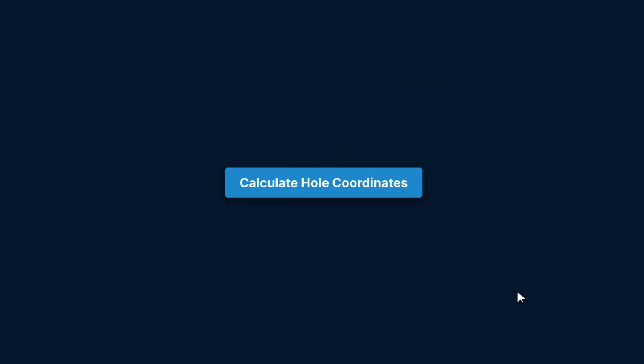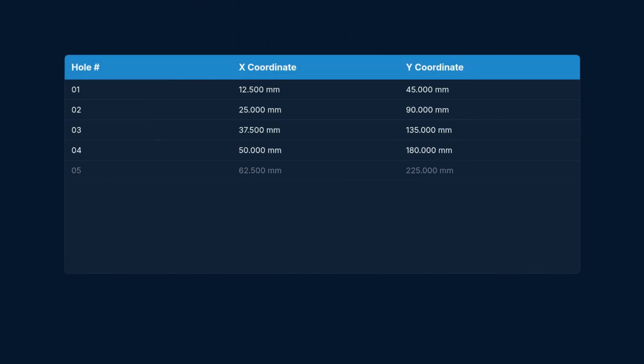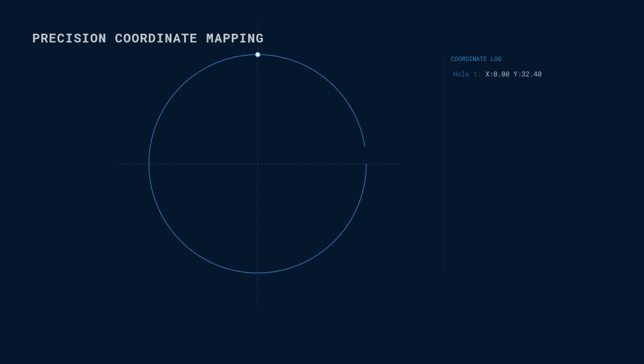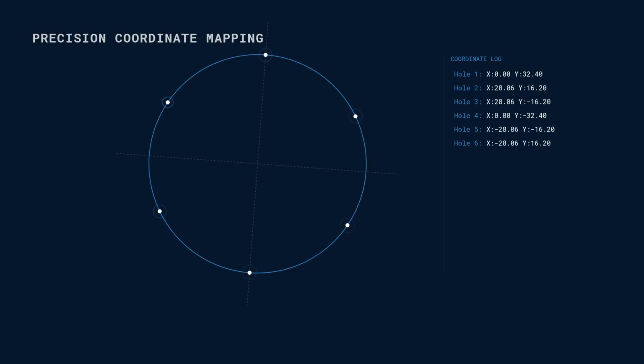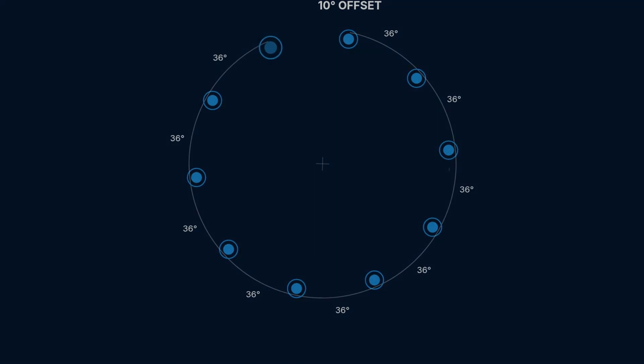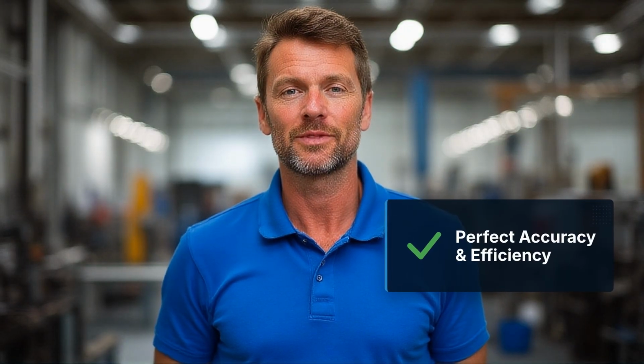After clicking Calculate Hole Coordinates, the calculator generates a complete coordinate table showing the x and y positions for each hole. These coordinates represent the exact center point of each hole relative to the circle's center. The holes are evenly spaced around the pitch circle, with the first hole positioned at our specified 10-degree start angle, and subsequent holes following at equal angular intervals. This eliminates manual calculations and ensures perfect hole placement every time.